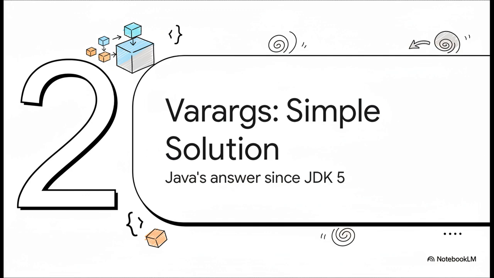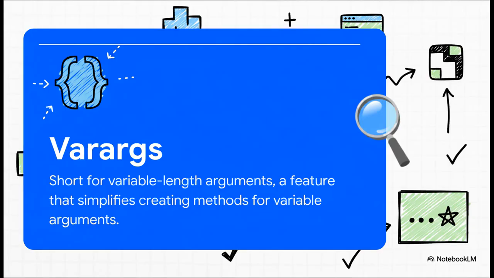But then, with the release of JDK 5, everything changed for the better. Java gave us a feature that just swept all that messy, manual work right off the table, with a solution that was so much cleaner and way more intuitive. And that solution is called Varargs. It's short for, you guessed it, variable length arguments. And its entire reason for existing is to make it dead simple to create methods that can take any number of arguments. This thing is a total game changer.